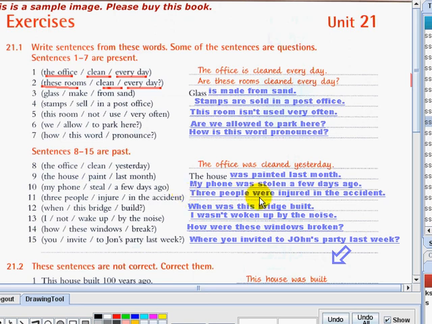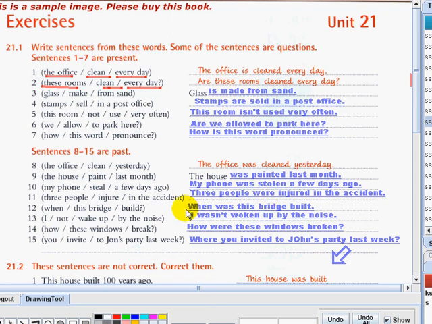Again, we use were because we have here a subject that is more than one. It's plural, people. So we used were. Alright? Were is the past form of are. Okay, let's go to the next number.